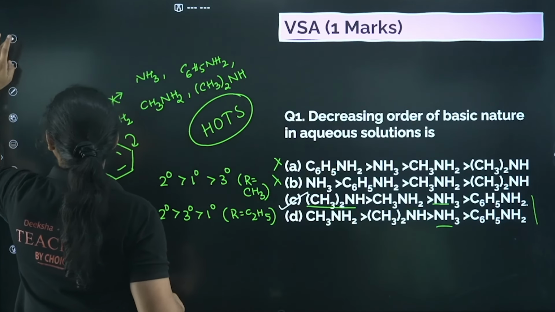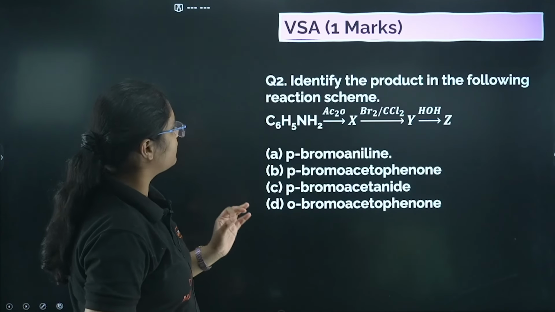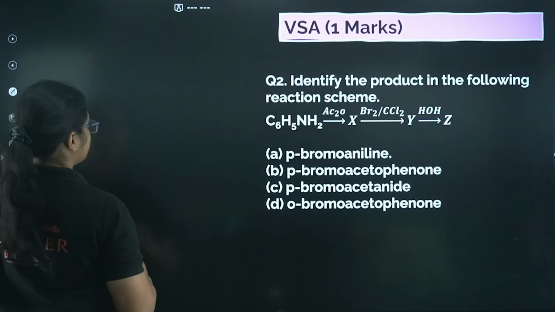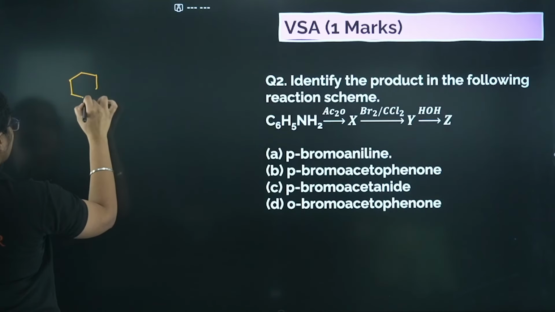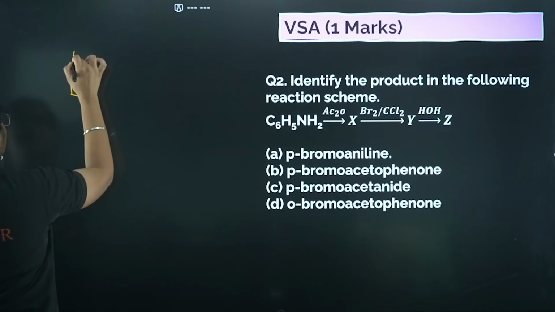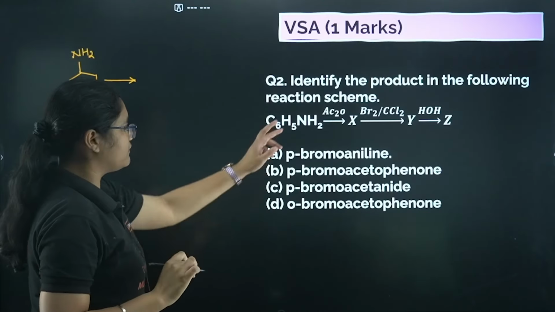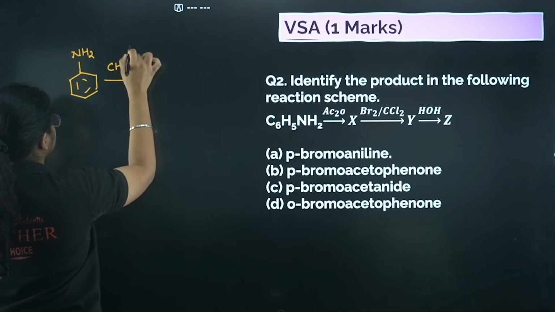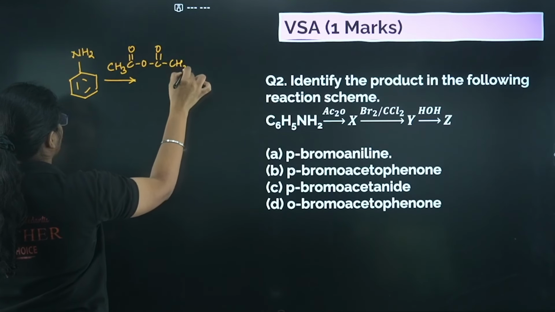Moving to question number 2: identify the product in the following reaction scheme. First of all, C6H5NH2 is there, so let me draw that. You have aniline in the first go. After that you are treating it with Ac2O, meaning acetic anhydride, that is CH3COOCOCH3. Now what will this do?